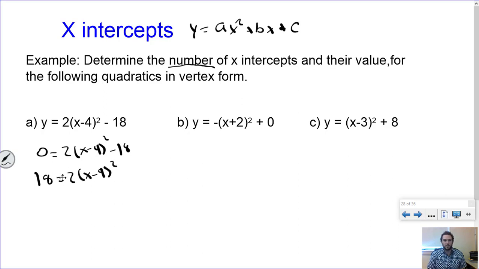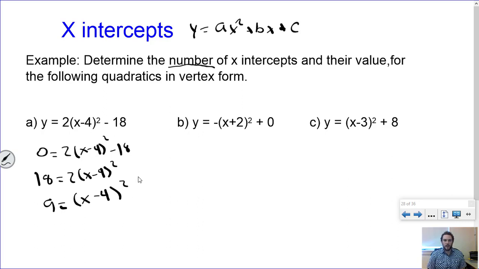Next thing we have to get rid of is this 2. Again, we have to do the opposite. So right now, 2 is being multiplied by our bracket. So to get rid of the 2, we have to divide. So 18 divided by 2 is 9. So 9 is equal to (x - 4)².